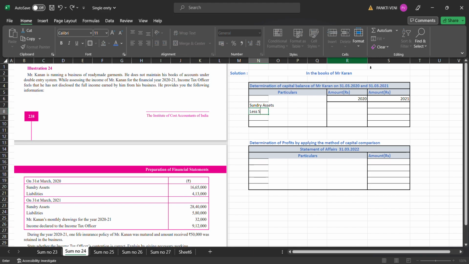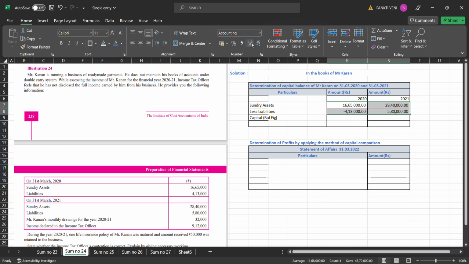Then we have less liabilities. So I'm specifically using words which are there in the question. Then I have capital, that is my balancing item. So sundry assets is 16 lakhs 65,000. I have 4 lakh 13,000 here. Then 2021 I have 28 lakh 40,000 and I have 5 lakh 80,000. I hope it is clear till here.